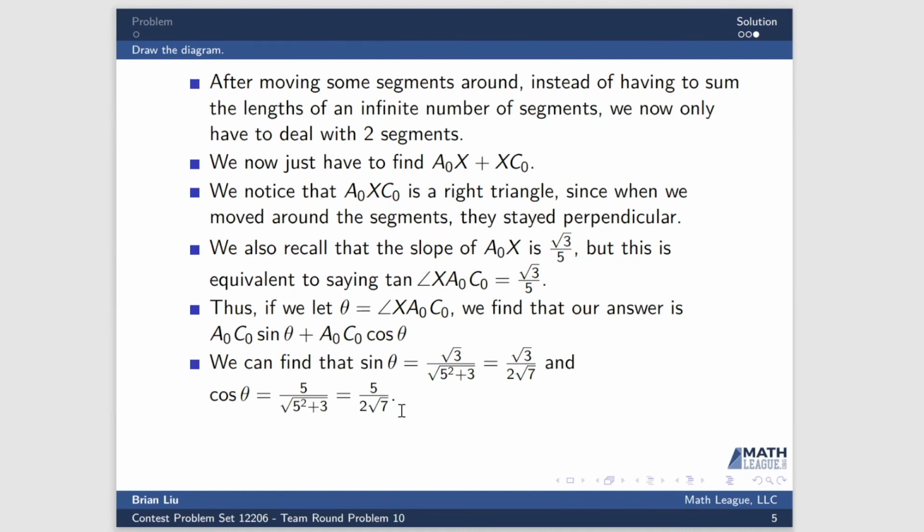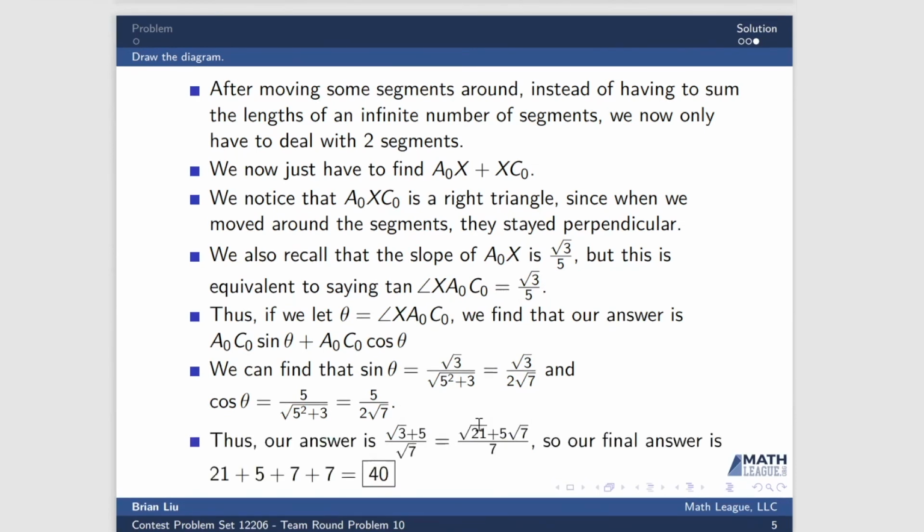If we put everything together and rationalize the denominator, we get that the total sum of all of our segments is (√21 + 5√7)/7. Going back to what we originally wanted, a plus b plus c plus d, that's 21 plus 5 plus 7 plus 7, and that gives our final answer, which is 40.